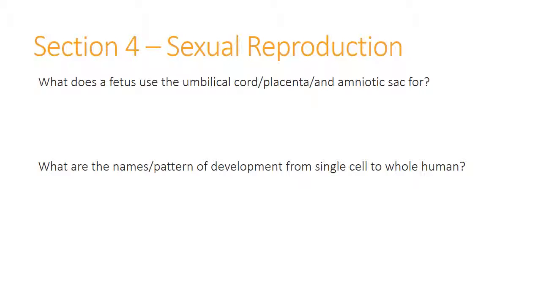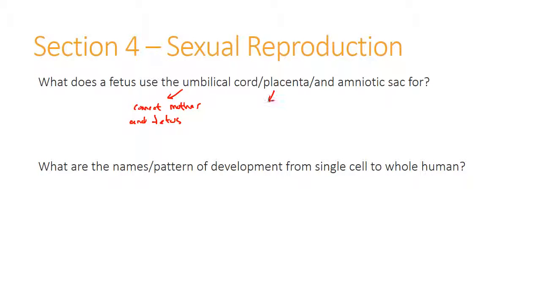Now, what does the fetus use the umbilical cord, the placenta, and the amniotic sac for? You should remember the umbilical cord attaches to basically where the navel or belly button of the child is, or the fetus is, and this is going to connect the mother and the fetus. And this is once again going to be severed after birth.